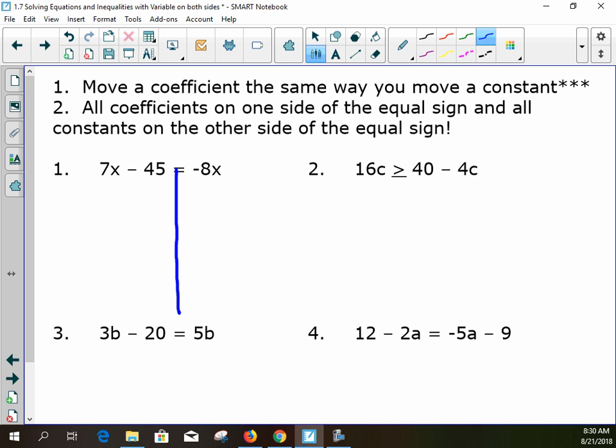However, I can move my 7x. When I move my 7x, it gets all my numbers with letters on the other side, right? Now, when I was in high school, they made us do this horizontally, which is horrible. Don't do this horizontally. If you don't even know what I mean, don't worry about it. We're going to do it vertically. Here's vertically. That means I subtract 7x from here, and I subtract 7x from here. This becomes 0 and goes away. I'm left with negative 45.